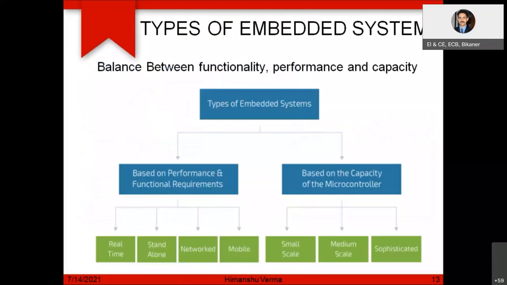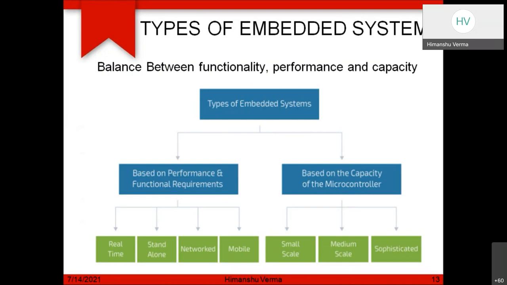Okay, so the last in the category of performance and function, we have the mobile embedded system. This one is not a mobile phone or a cell phone. The meaning of mobile here is portability. Portable devices like, of course, a cell phone is a portable device, that's why we call it mobile. So a cell phone, a digital camera, MP3 players, or a PDA, personal digital assistant, are examples of mobile embedded systems.